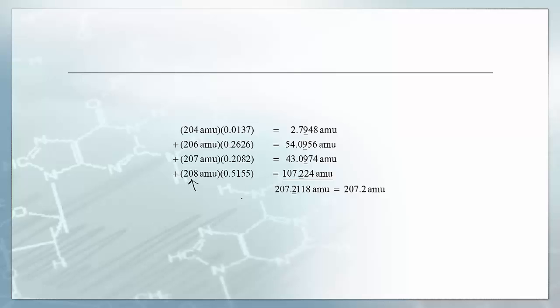So this hopefully has explained to you how to calculate the atomic mass. These calculate the atomic mass of the average, shall we say, of all of the isotopes that are found in nature.